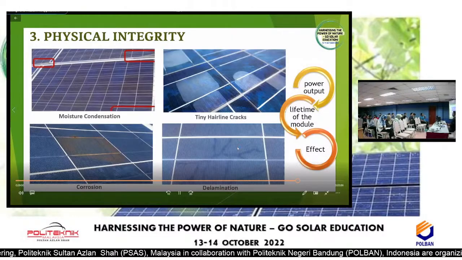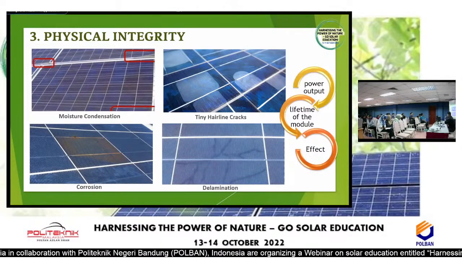Next is physical integrity. When we are conducting visual inspection, we will look at the solar PV surface. Sometimes we will find some tiny cracks appear, or delamination appear, or we can see some moisture condensation in certain spots. All these will affect the lifetime of the module, and of course will cause some losses in our power generation.